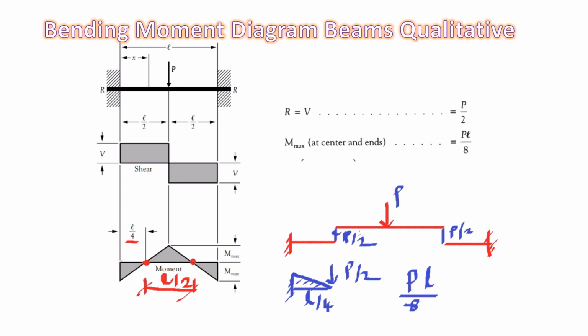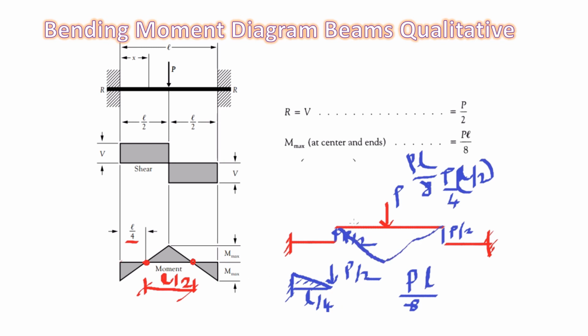If you see this simply supported beam, PL by 4 is the bending moment. But here the span is L by 2, so we can replace L by L by 2. So that means P into L by 8. That's the bending moment, so the bending moment will come like this.